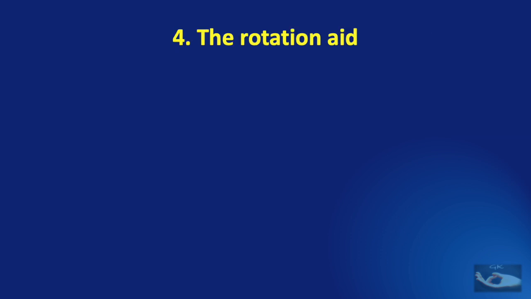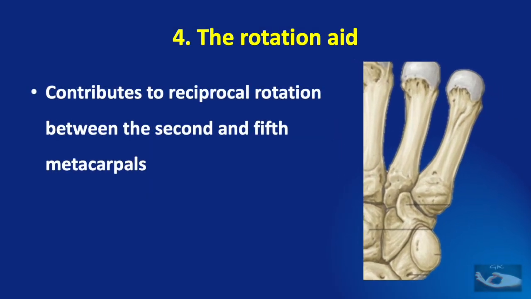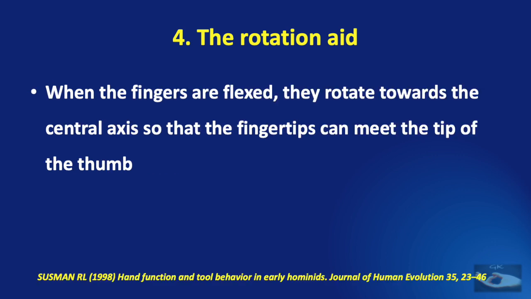This slowly got combined with what were known as rotation aids, a unique saddle joint developed between the fifth metacarpal base and the hamate bone. This was what contributed to the reciprocal rotation between the second and fifth metacarpals. As a result, there was an increase in the overall strength and precision of the grip and the range of overall dexterity. And also, when the fingers are flexed, they rotate towards the central axis so that the fingers can meet the tip of the thumb.